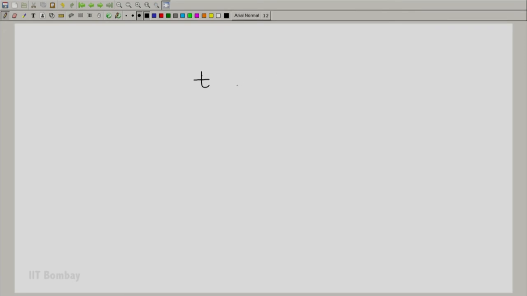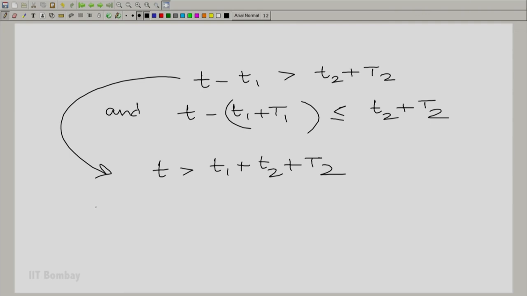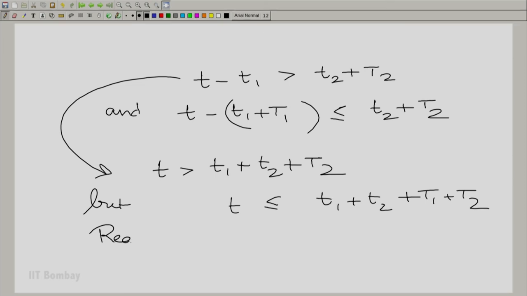So now we have an expression, we need to write down the region over which it is valid. Let's do that. You need t minus t1. So t minus t1 has gone beyond t2 plus capital T2, and t minus t1 plus capital T1 is still less than or equal to T2 plus capital T2. So this says T is greater than T1 plus T2 plus capital T2, but T is less than or equal to T1 plus T2 plus capital T1 plus capital T2. So this is the region. The region specified algebraically is described as follows.